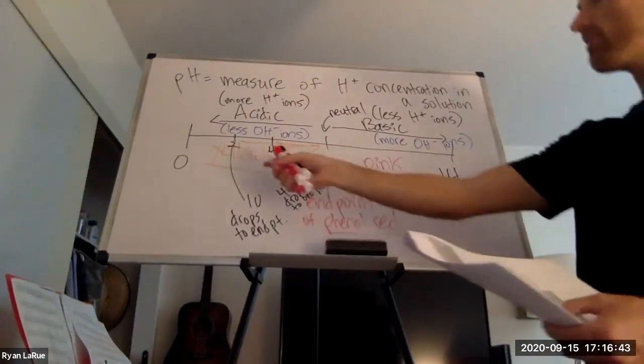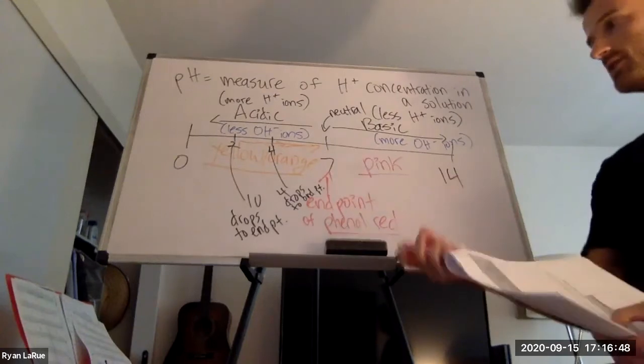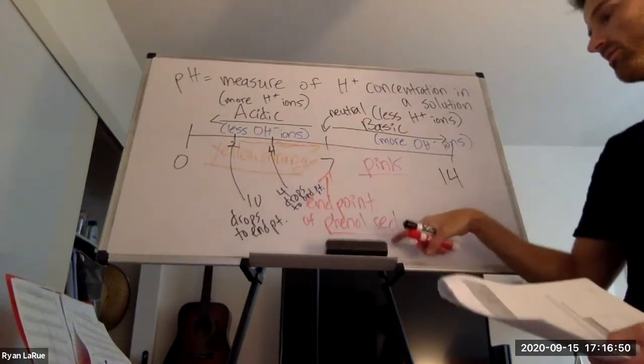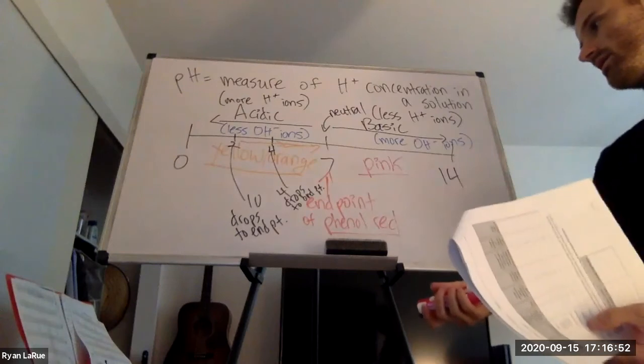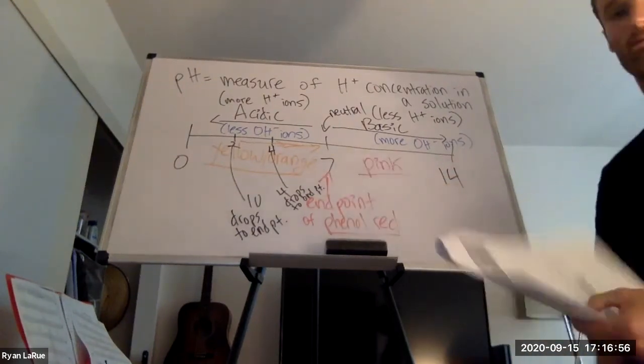And then you count the number of drops it takes to get that irreversible color change from yellow-orange back to the phenol red versus pink back to the endpoint.